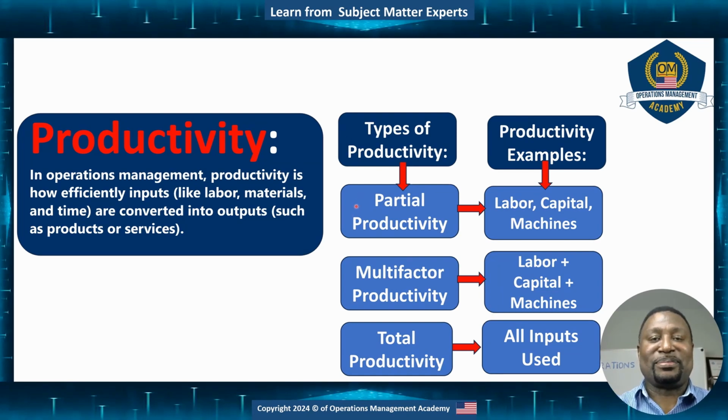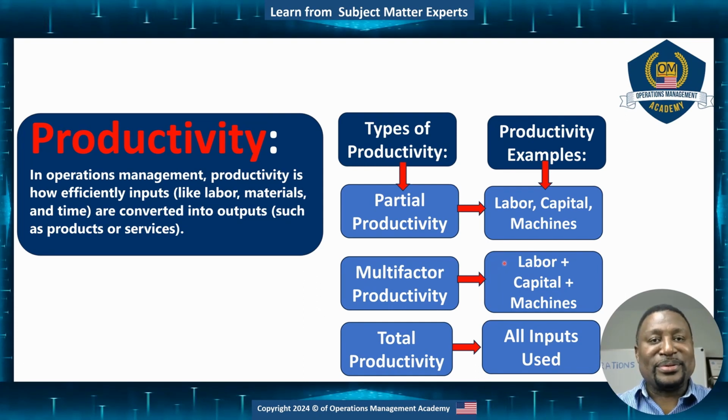So let's first review the types of productivity. There are three types of productivity. Partial productivity, an example here is labor, capital, machine. Partial productivity means that when you compute productivity, you only use one input in your calculation. So only one input is being used here. And then you have multi-factor productivity, where we use more than one input. So if you use more than one input, that's going to be multi-factor productivity.